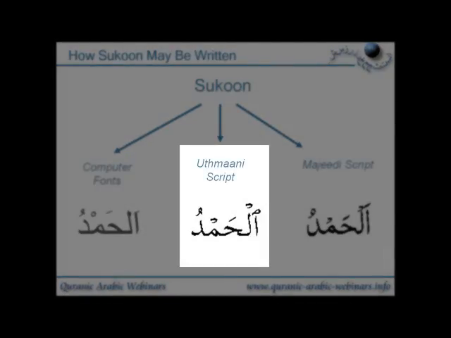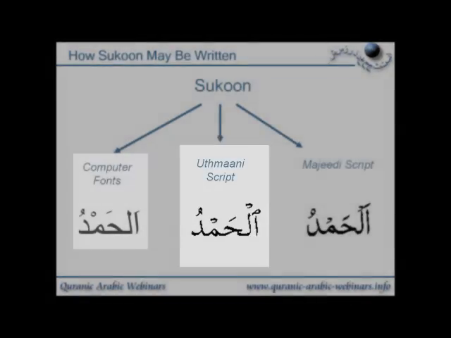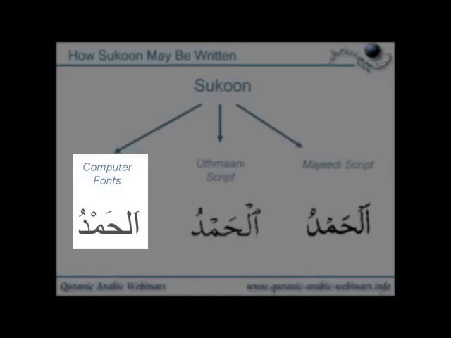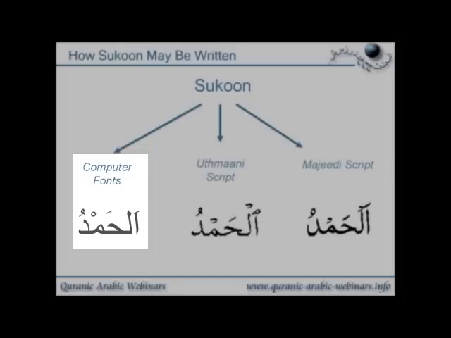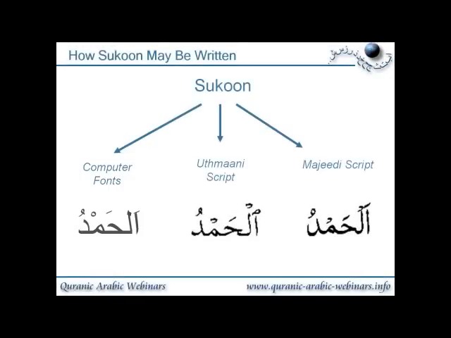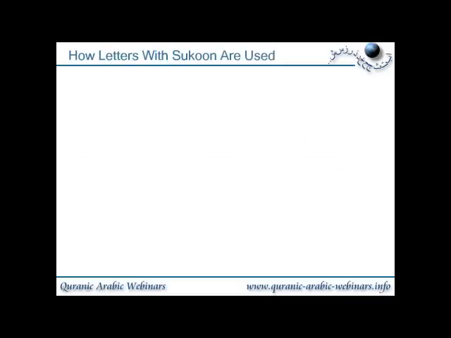Be aware, in the Uthmani script, you can also get circles just like the one which is in the computer fonts on our Alhamdu. So the first version of the word in the computer font with the circle. In the Uthmani script, that circle means something totally different from Sukoon. So we'll cover that later on as well under a section which will cover other symbols apart from the main ones.